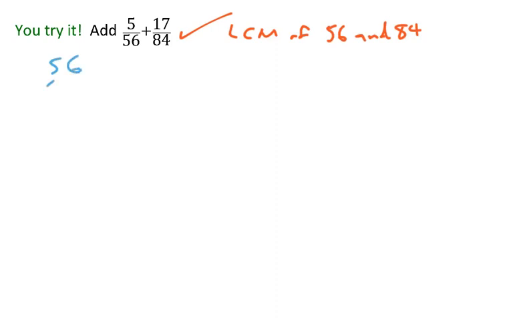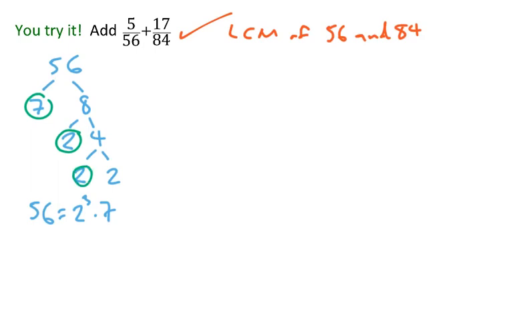56, for example, factors as 7 times 8. 7 is a prime number, so you don't have to do anything else with that. 8 is 2 times 4, but the 4 factors again as 2 times 2. So 56 is 2 to the 3rd times 7, taking all the leaves at the end of the branches of the tree.